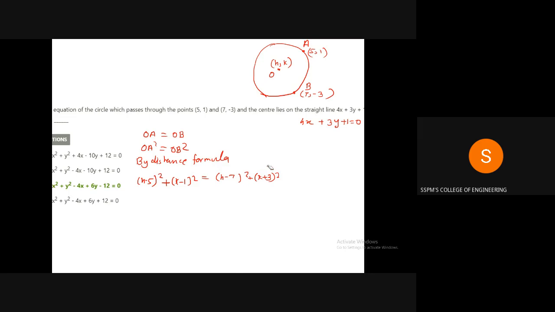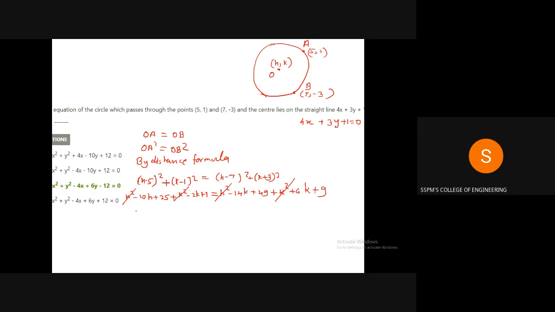Now we will simplify these terms. Okay, what is (h minus 5) squared? It is h squared minus 10h plus 25, plus (k minus 1) squared, which if expanded is k squared minus 2k plus 1. Similarly, on the right hand side, we have h squared minus 14h plus 49, plus (k plus 3) squared, which is k squared plus 6k plus 9. Now we have h squared on both sides, so they will get cancelled. Similarly, k squared is also on both sides, so that will get cancelled also.